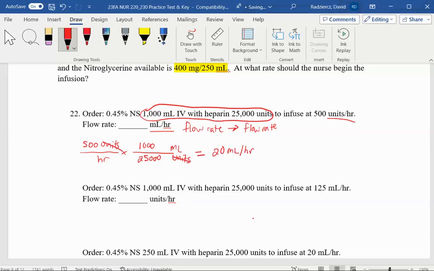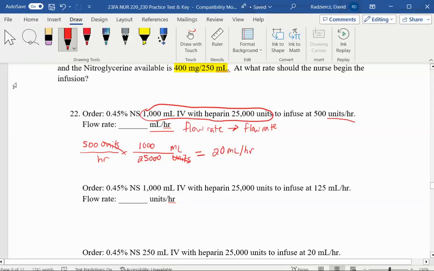If you're trying to do ordered over available for this question type, you might have some struggle with it, because you have to keep in mind what's the order, and that's going to be your 500 units per hour. Your available is the 25,000 units per 1,000 ml. So there's a lot of variables there. I do think that knowing how to do dimensional analysis is going to be helpful. But if you're doing this a different way and you're getting the correct answer, you're doing it right. I'm not here to tell you that you're doing it wrong. It's just an alternative way of doing it.